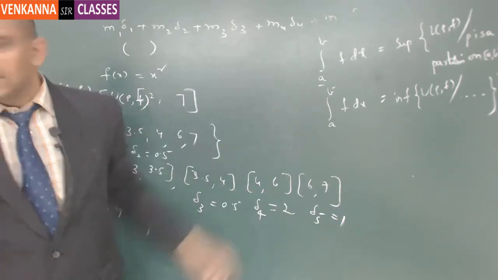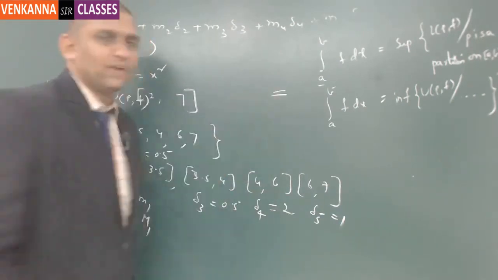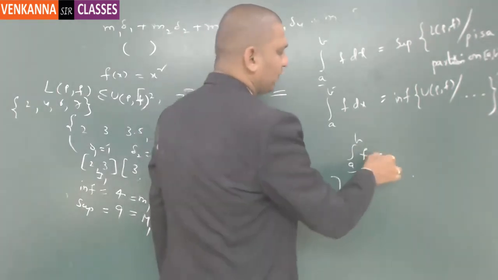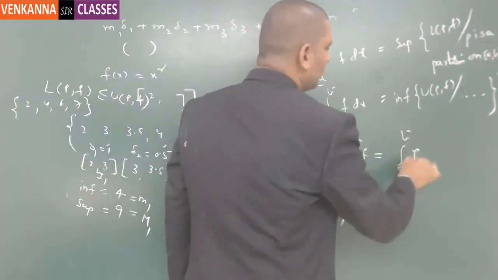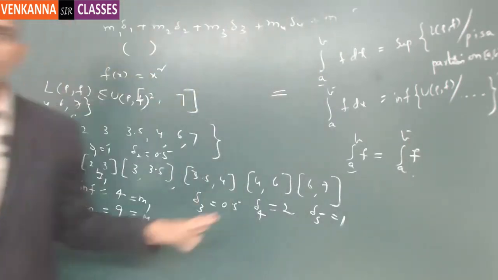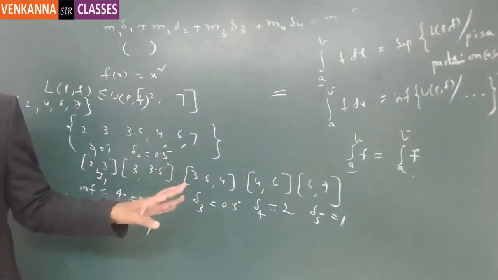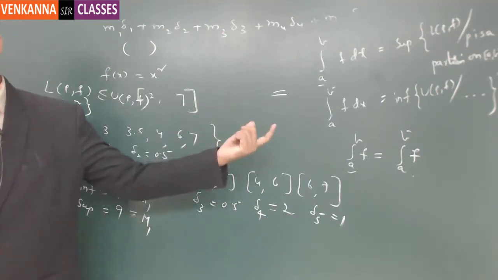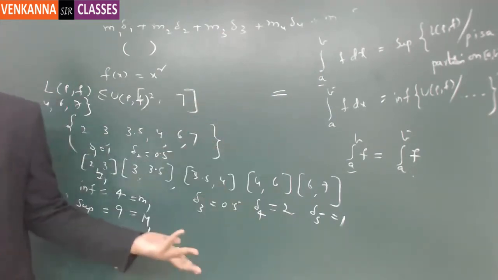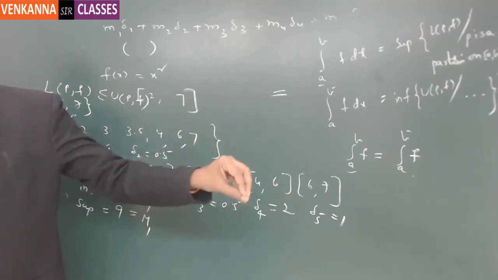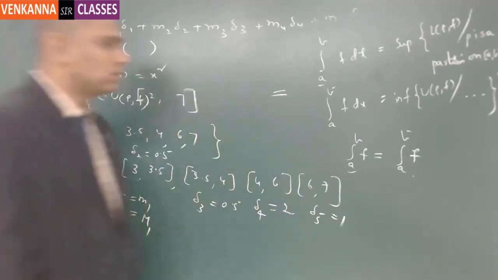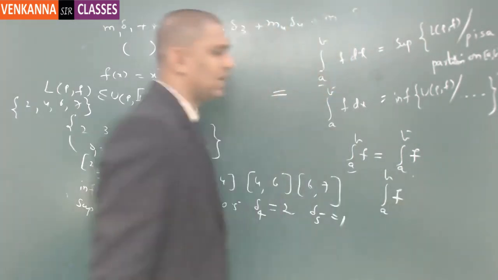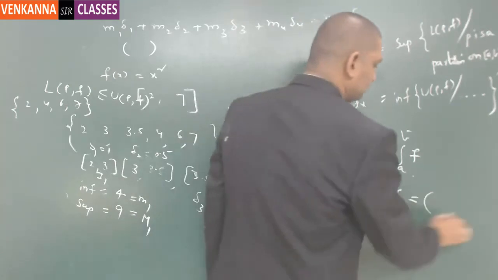integral. If these two values are equal, that is integral a bar to b f equals integral a to b bar f, then we say that the function is Riemann integrable. Since the two integration values are equal, you are going to get a number. So it is called the Riemann integral value of the function f. So the bar will be removed, and generally we indicate that integral a to b f is equal to some number.